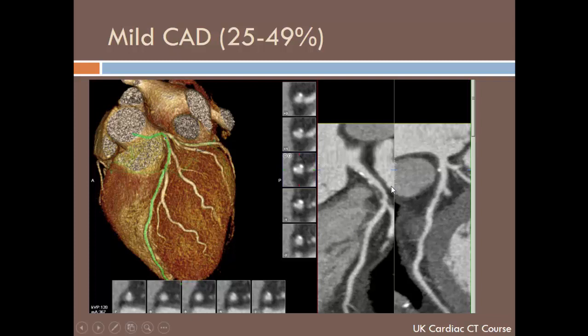Now at the point further down, the story is different. This could be a more severe plaque stenosis here.